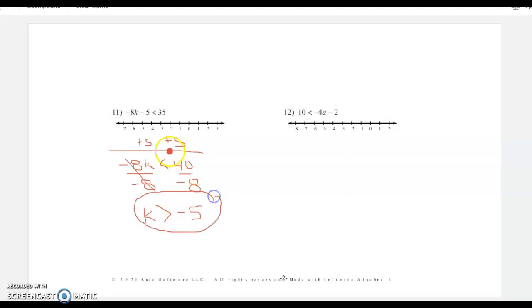So going to my number line to negative 5, putting a dot. Dot would stay open because it's not equal to, and we would shade to the right because it is greater than.